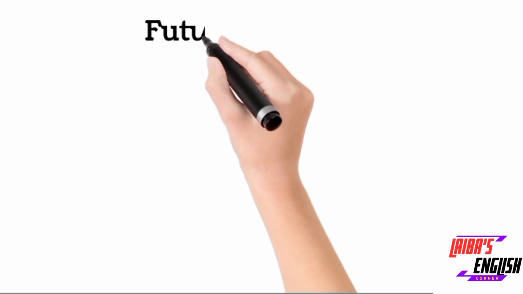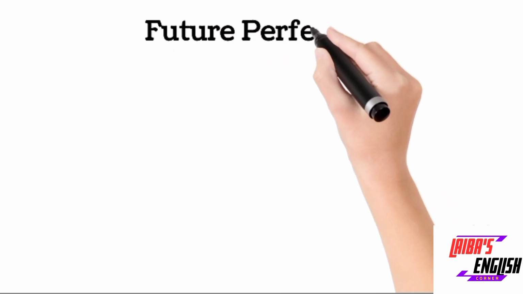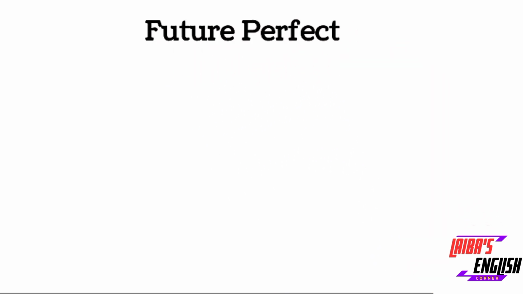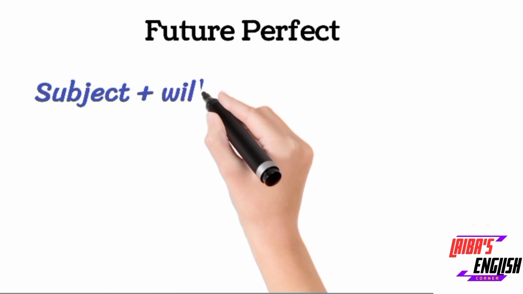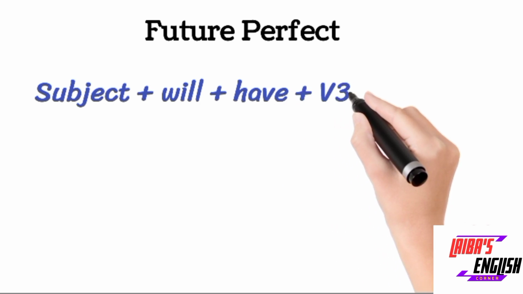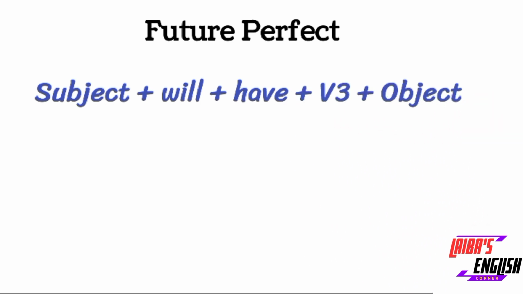Now we are going to move to our third subdivision of future tense, which is future perfect tense. In future perfect tense, the structure will be subject plus will plus have plus verb third form and an object. Remember that in every perfect we have to put the third form.